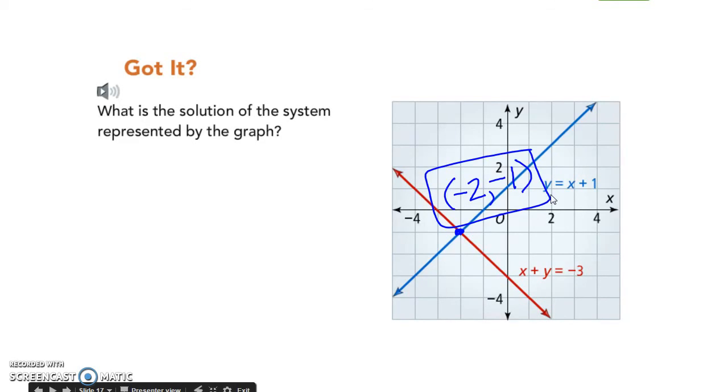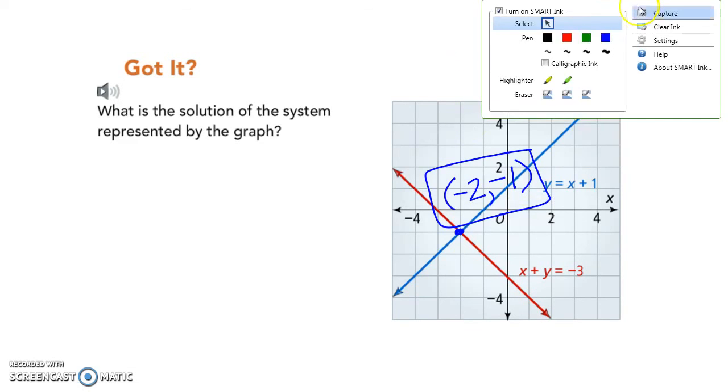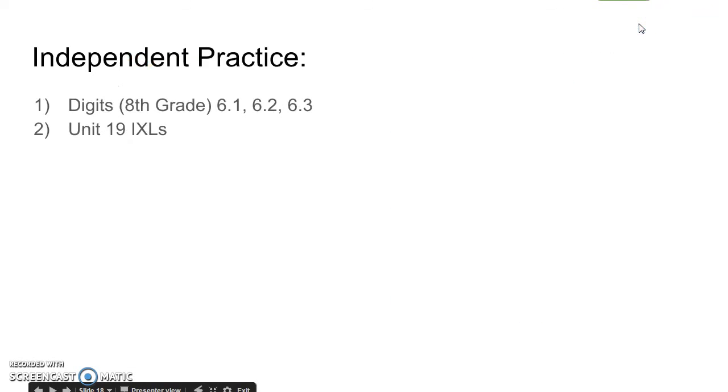All right, at this point, you should be ready to start on the digits assignments for these 3 digits lessons, 6-1, 6-2, and 6-3.